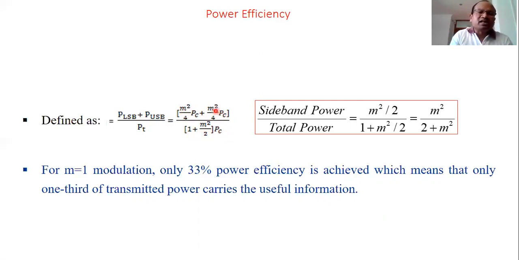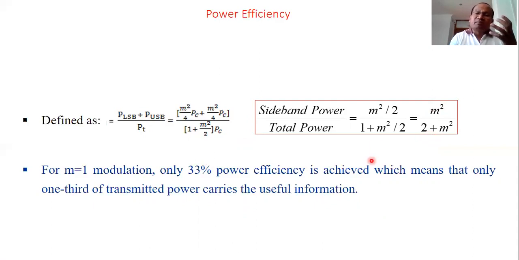If you cancel these PC terms, you will get the expression as M square by 2 divided by 1 plus M square by 2, which is M square divided by 2 plus M square. This is defined as power efficiency, which indicates how much power is there in the sideband with respect to the total power. For example, when M is equal to 1, what is the meaning? 100% modulation. So it will become 1 by 1 plus 2, 1 by 3 into 100%. So it is around 33%.